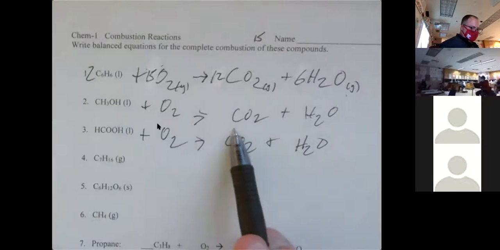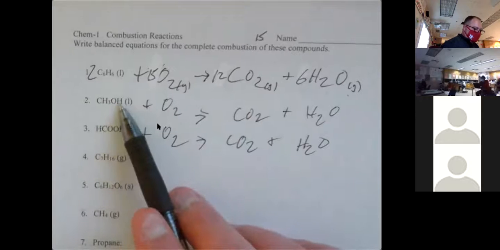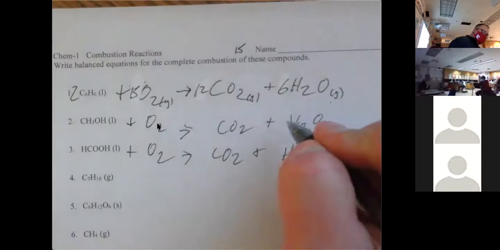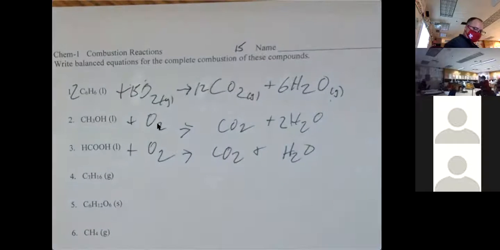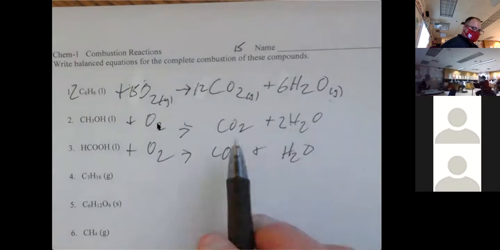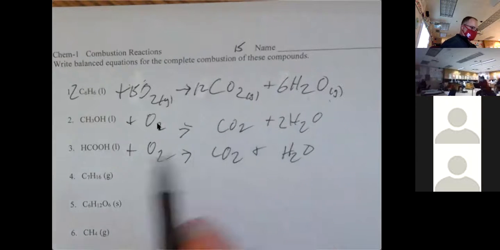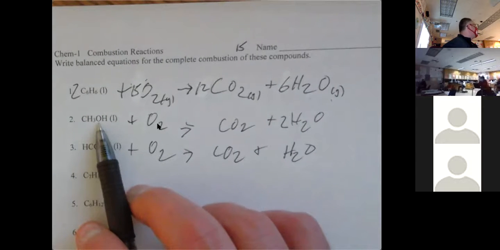So 1C, 1C. 3 plus 1 is 4 H's. So I need 2 times 1 to get 4. That gives me 2 plus 2 oxygens. That's a total of 4 oxygens. Here I have 1 oxygen, so I have to subtract that 1. What's 4 minus 1? 3. Good, right? We throw the easy ones in there too sometimes.